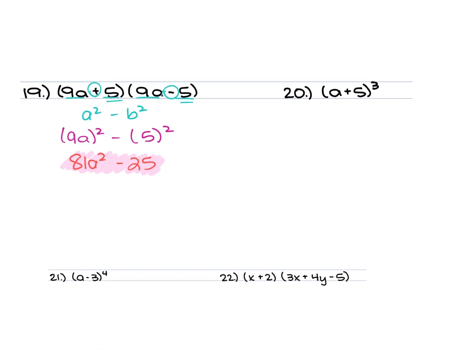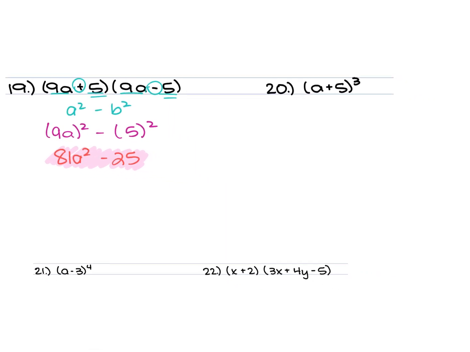For number 20, we have a plus 5 cubed. So we can rewrite this as a plus 5 times a plus 5 times a plus 5. If you wanted to FOIL it out, you could. I know I have an a plus 5 times a plus 5. So that's just going to give me a plus 5 times a squared plus 2 times a times 5, which is 10a, plus 5 squared, which is 25.